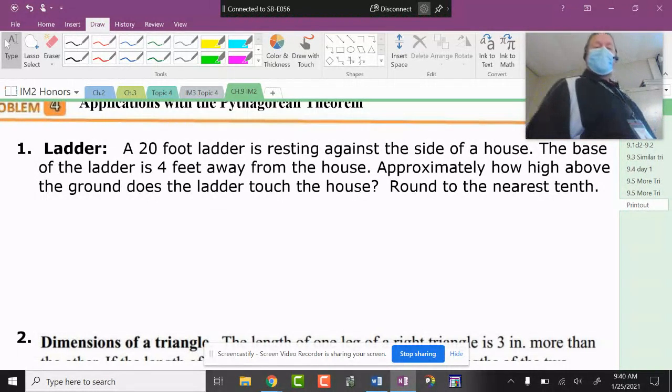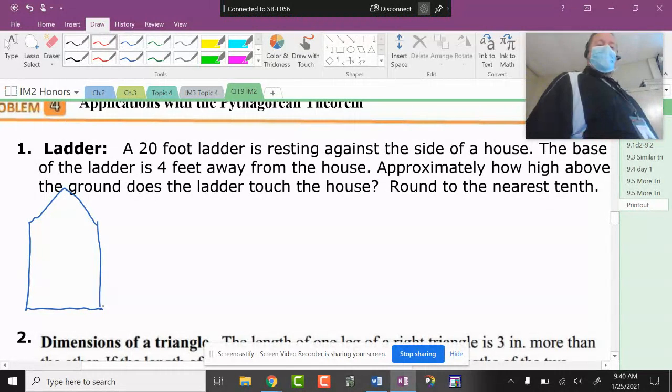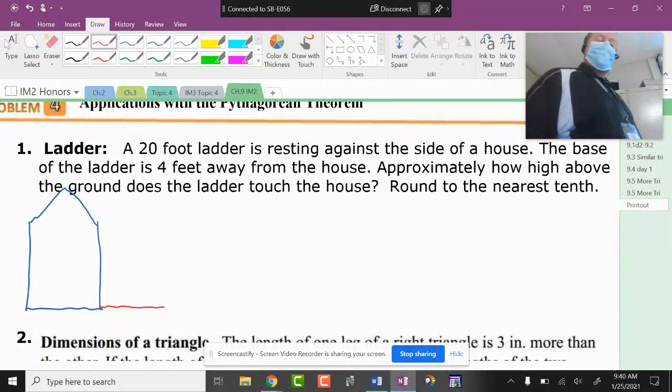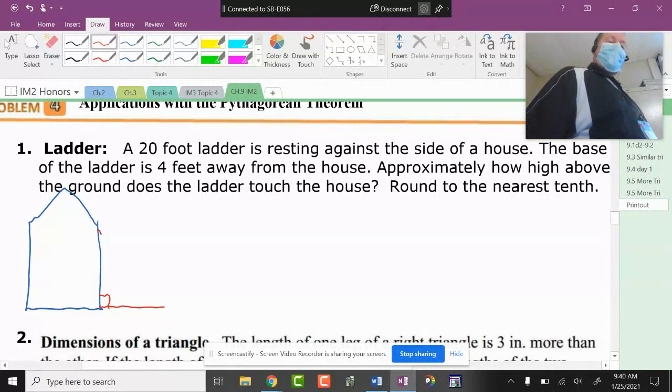A 20-foot ladder is resting on a house. I don't know, draw my house real quick. There it is. Beautiful. We're going to assume that the land is horizontal, and the house is not crooked. It goes vertical, straight up and down. So we're going to assume the right angle when we lay this ladder up here. And then the ladder kind of looks like this.